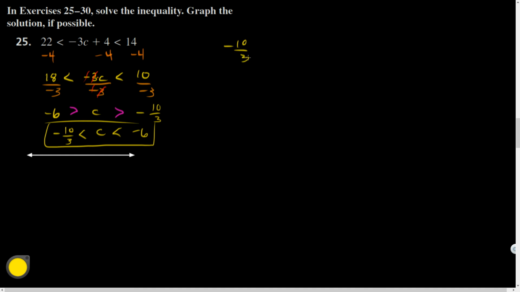Now, negative 10/3 you could also think of as negative 3 1/3. You could also think of as about negative 3.3. Or exactly negative 3.3 repeating.